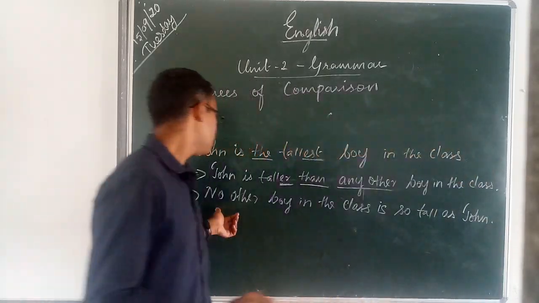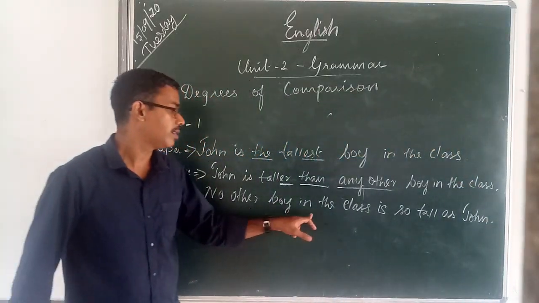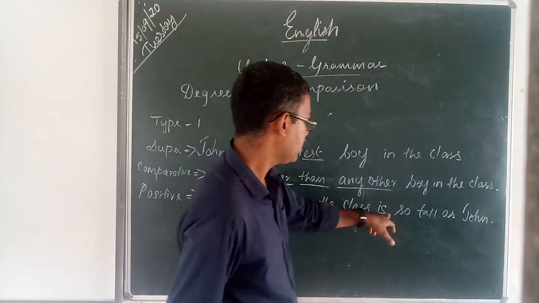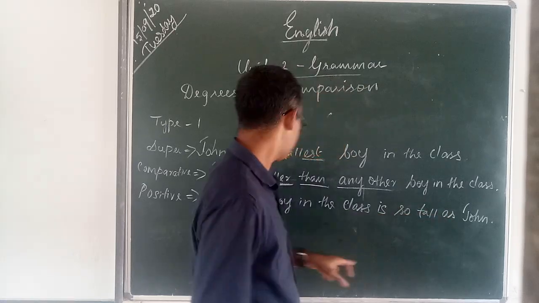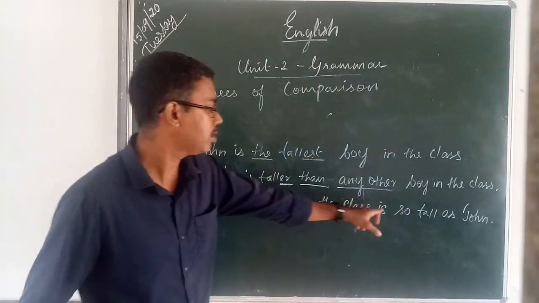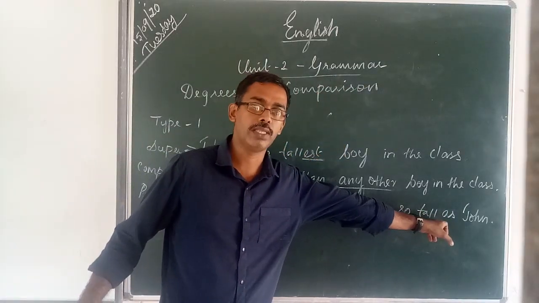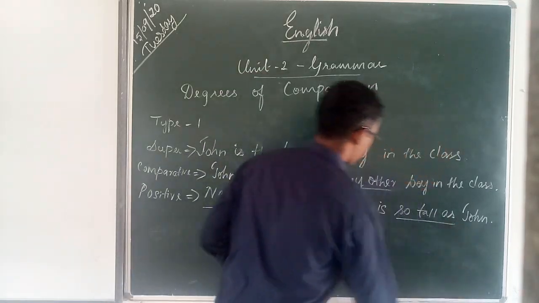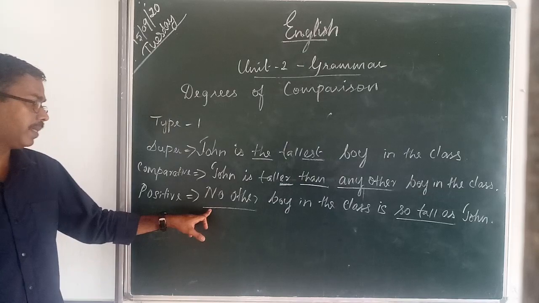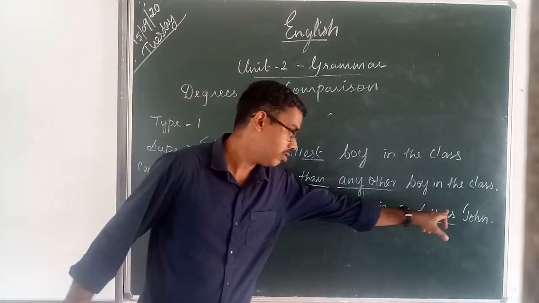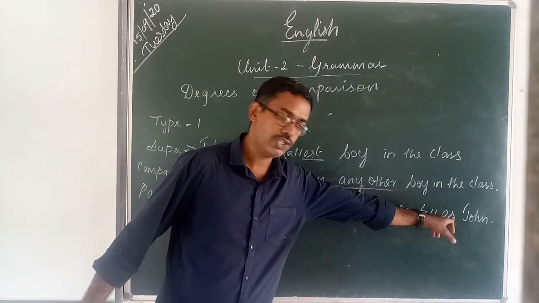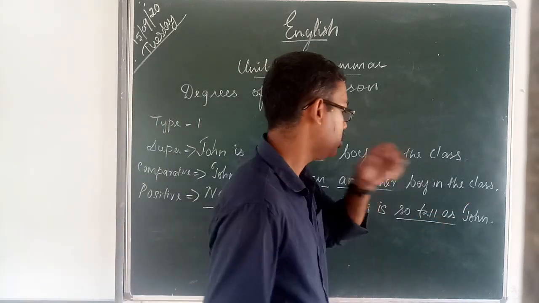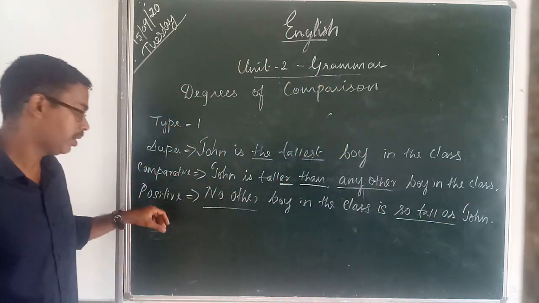This is important: no other boy in the class. No other boy in the class is so tall. When "no other" comes, you have to use "so" with the adjective, then "as". So tall as. No other boy in the class is so tall as John. This is the answer for the positive degree.